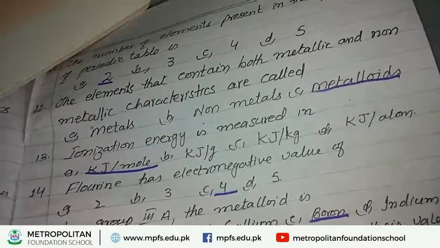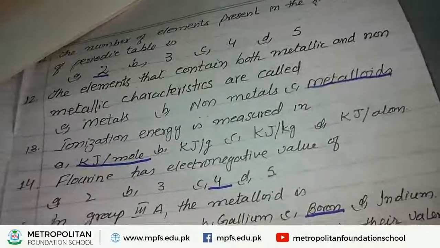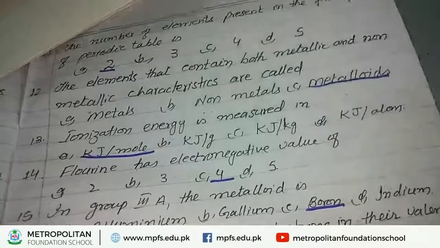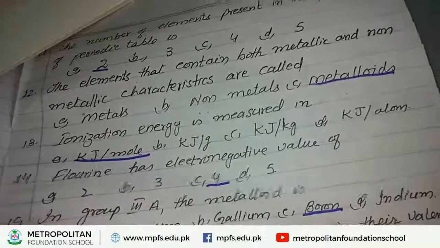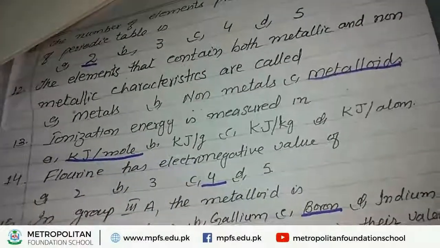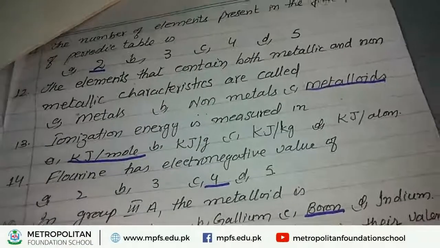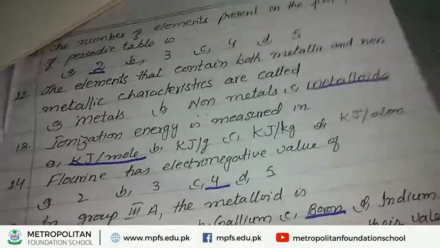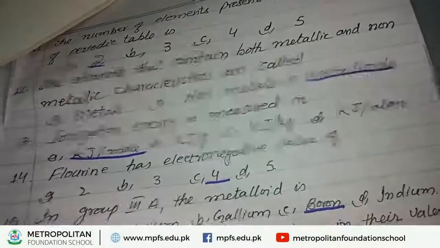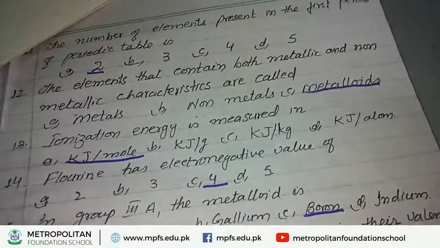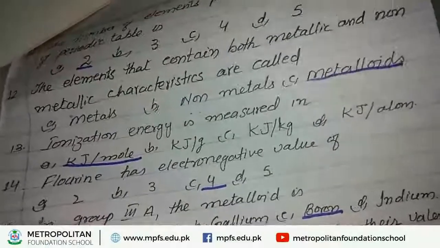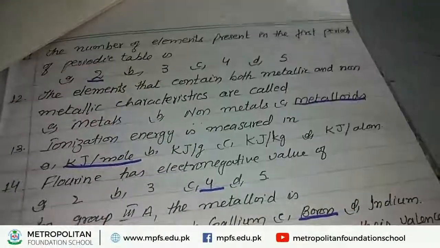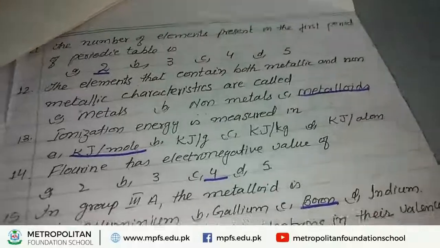Next, fluorine has an electronegative value of option A 2, option B 3, option C 4 and option D 5. What is the electronegative value of fluorine? The electronegative value of fluorine is 4, so the correct option is option C, 4.